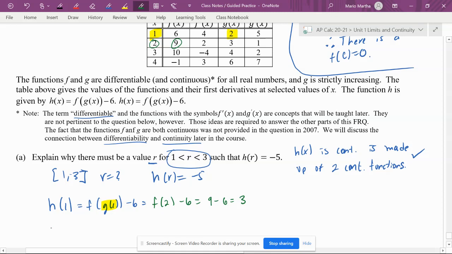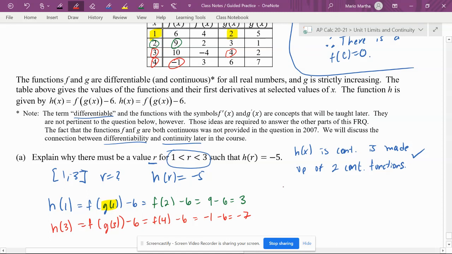Now I'm looking for h of 3. So same thing, f of g of 3 minus 6. So again, go to 3, and then go to g of x, which is 4. So that's equal to f of 4 minus 6. Find f of 4 next, which is negative 1. That gives me negative 1 minus 6, which is equal to negative 7.